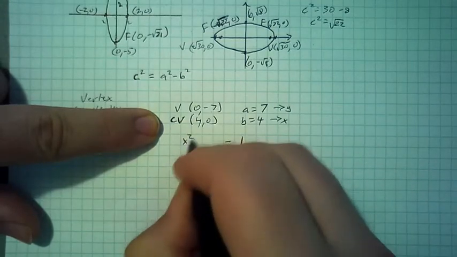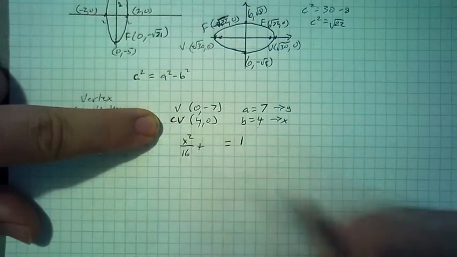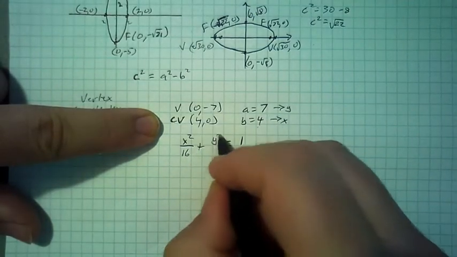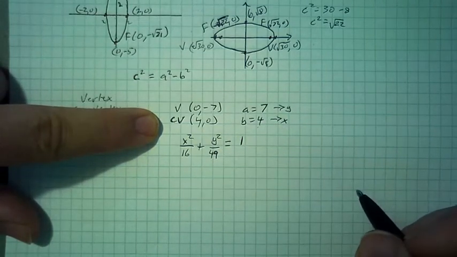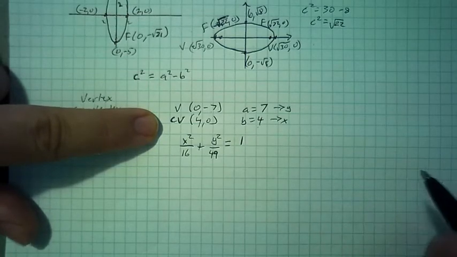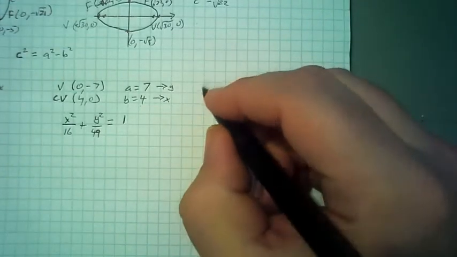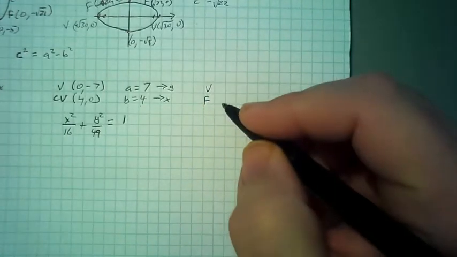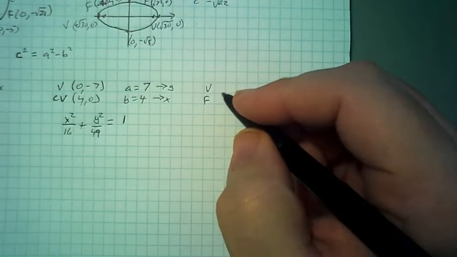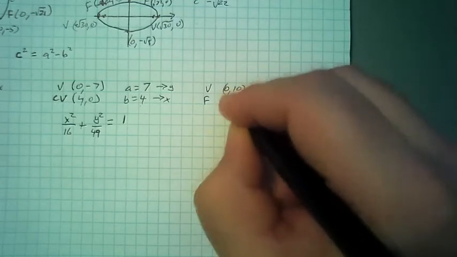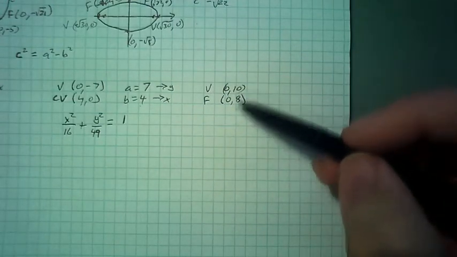I'm going to put my x squared, and underneath it I need 4 squared, which is 16. Then I'm going to have my y squared, and underneath it I need to square 7, and I get 49. So given a vertex and a co-vertex, it's actually the fastest way to write the equation. Frequently, though, you are given instead the vertex and a focus. So if I have instead a vertex and a focus, 0, 10, and 0, 8, the vertex and the focus will always be in the same direction.